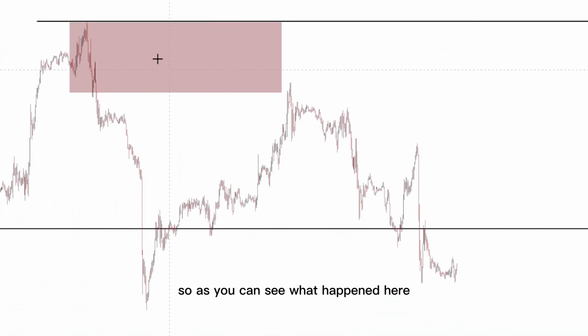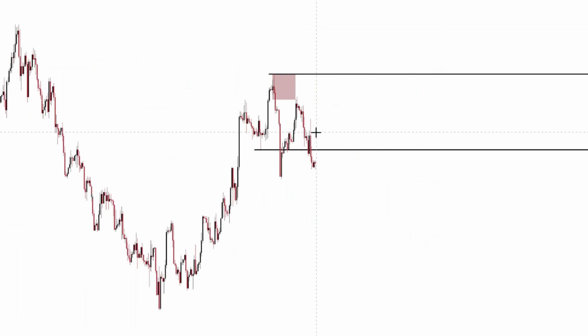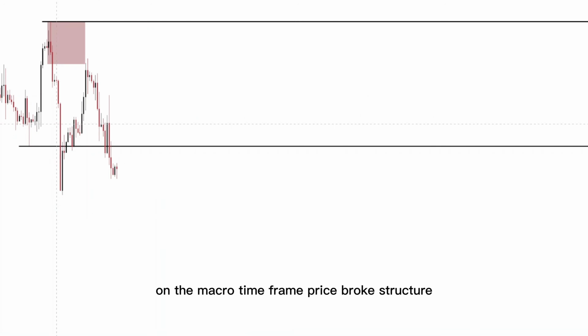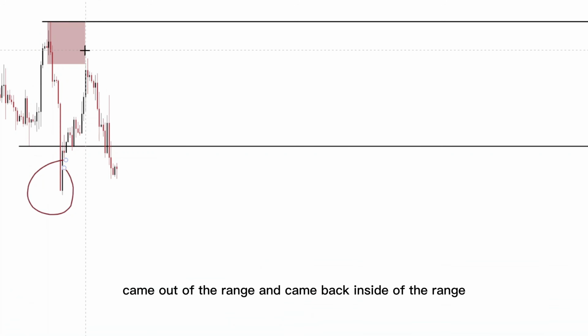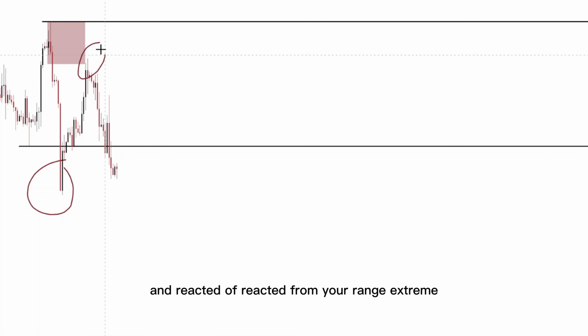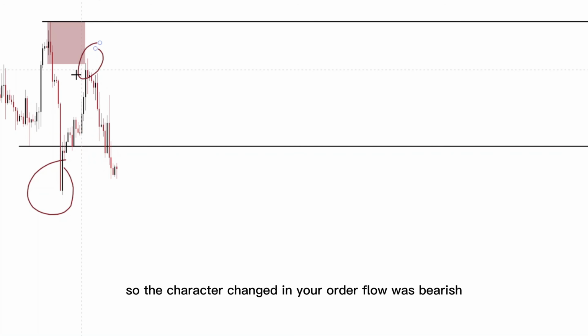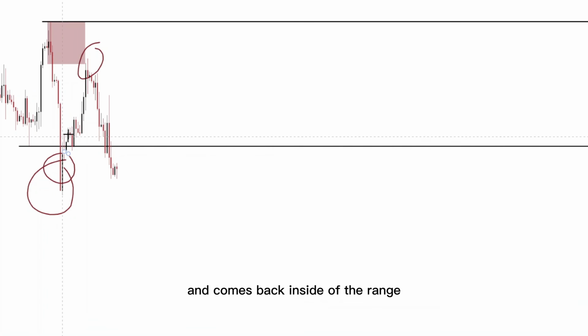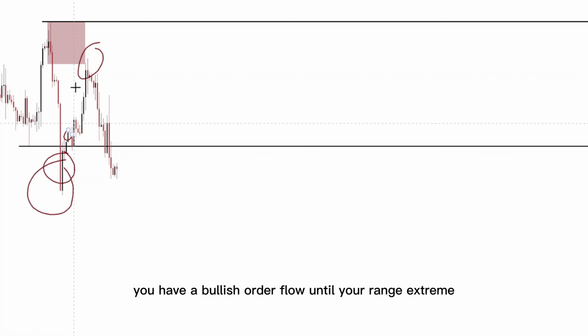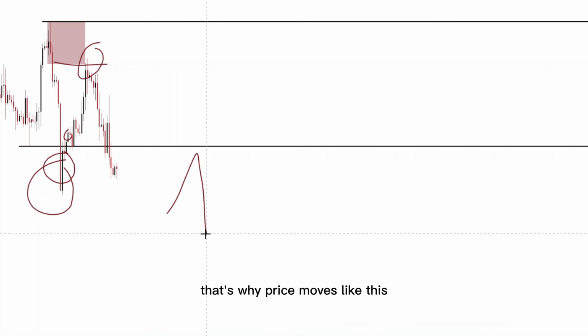So as you can see what happened here, on the macro time frame, price broke structure here, came out of the range and came back inside of the range and reacted from your range extreme. So the character changed and your order flow was bearish. But on the micro time frame, you were bullish. Why were you bullish? Because once price breaks structure and comes back inside of the range, you have a bullish order flow until your range extreme.